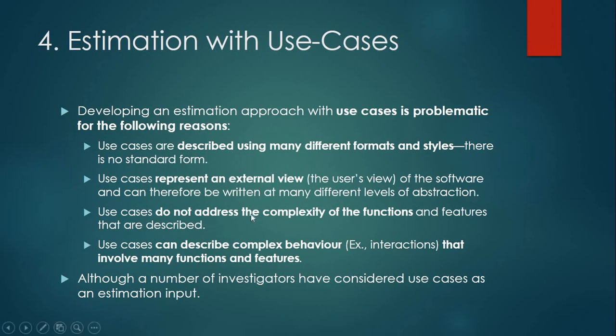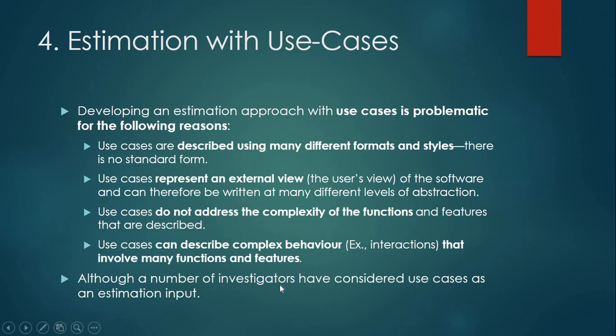Use cases do not address the complexity of the functions and features that are described. Use cases can describe complex behavior, for example, interactions that involve many functions and features. Means if we have two or three functions in our software, then which function interacts with which function will be a complex behavior, or we can say there will be an interaction. Use cases will describe that thing.